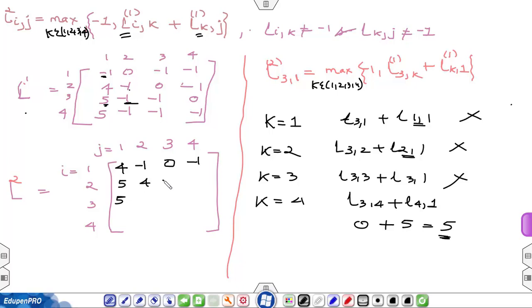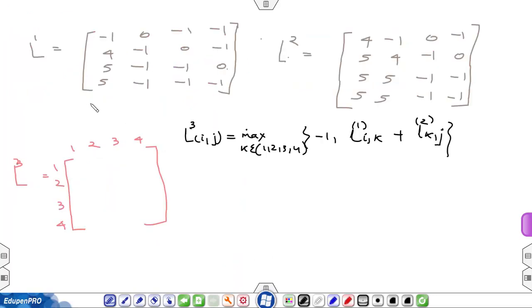So this one will be 0, 5, minus 1. This will be minus 1, 5, minus 1, minus 1. So you can verify it by solving it yourself. This is a matter of practice. The more you practice, the faster you will be able to solve it. So L1 and L2 are calculated. Now we have to calculate L3 by using the elements of L2 and L1.